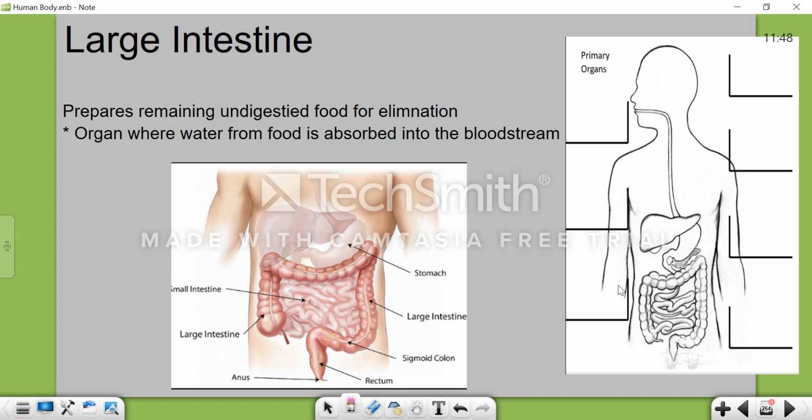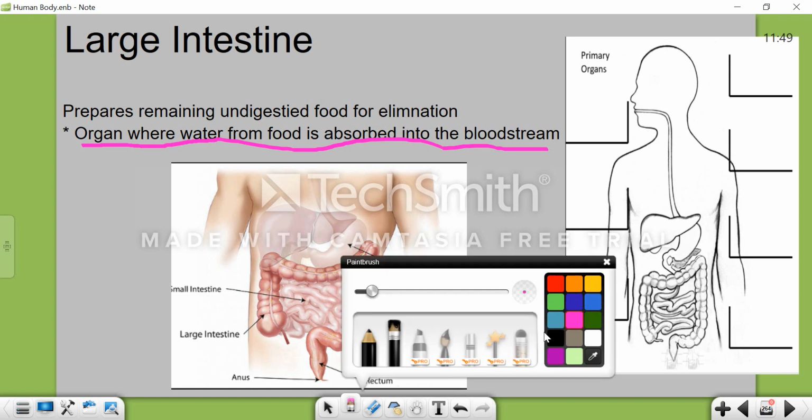Next, we have the large intestine. So the large intestine, again, not called large because it's longer, it's actually shorter, but it's larger around and in surface area. So the large intestine prepares the remaining undigested food to be eliminated. So in the large intestine, this is where water is absorbed and taken to the bloodstream. Water gets absorbed here. It doesn't just float straight to the kidneys. It has to be absorbed through the digestive system first, then taken to the bloodstream, which we know then gets picked up and carried everywhere.